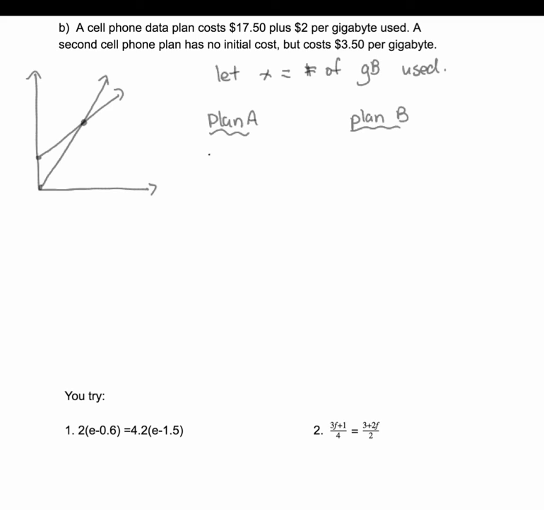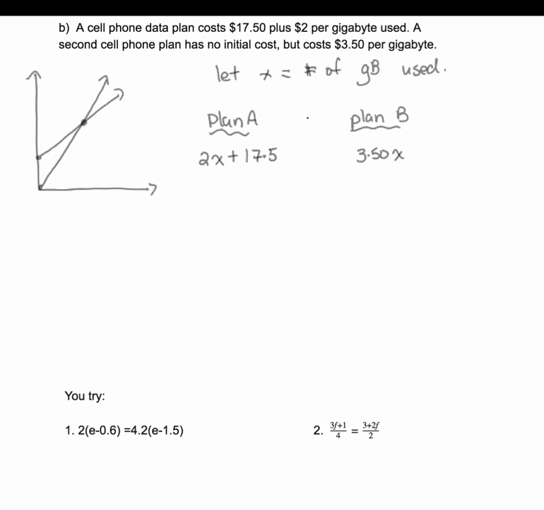So my first cell phone plan is going to be $17.50 plus $2 per gigabyte. Now we've had a lot of practice with this, so what we know is that it's going to be 2x plus 17.5. That's going to be plan A. My second plan has no initial cost, so the initial cost is going to be 0, just like 17.5, and then the $3.50 is per gigabyte. So that's going to be $3.50 per gigabyte.